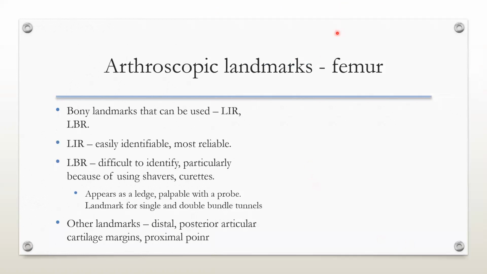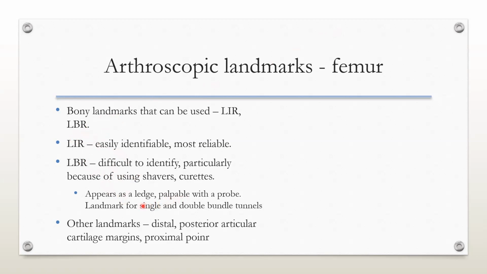So coming to the arthroscopic landmarks which can be used to identify the footprints. With respect to the femur, the most commonly used landmarks are the bony landmarks, the lateral intercondylar ridge and the lateral bifurcate ridge. Of these 2, the lateral intercondylar ridge, or the resident's ridge, is the most easily identifiable and the most reliable landmark for identifying the femoral footprint. The lateral bifurcate ridge is very subtle and difficult to identify, and can also be easily distorted while using shavers or curettes to clear the footprint. It appears as a small ledge rather than a definite notch like the LIR, and if looked for, can be palpated with the probe.